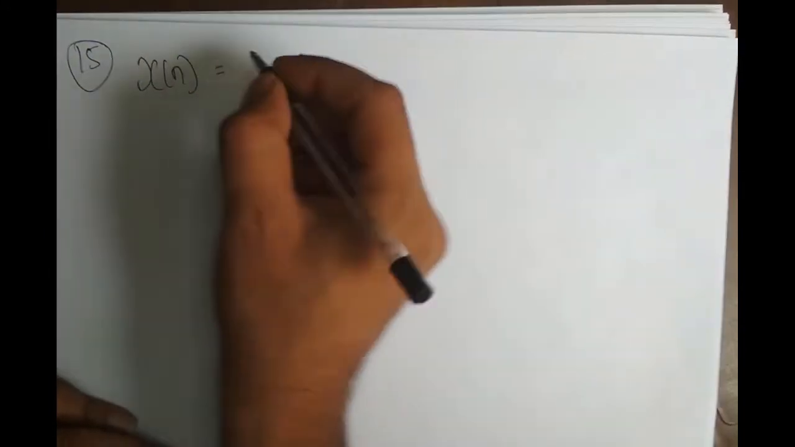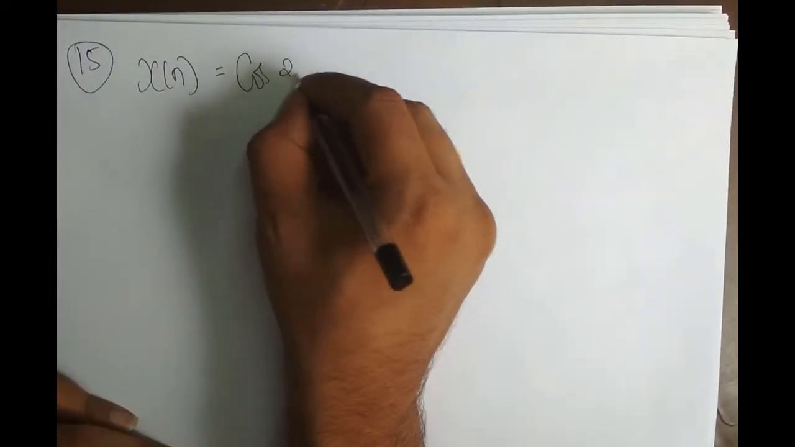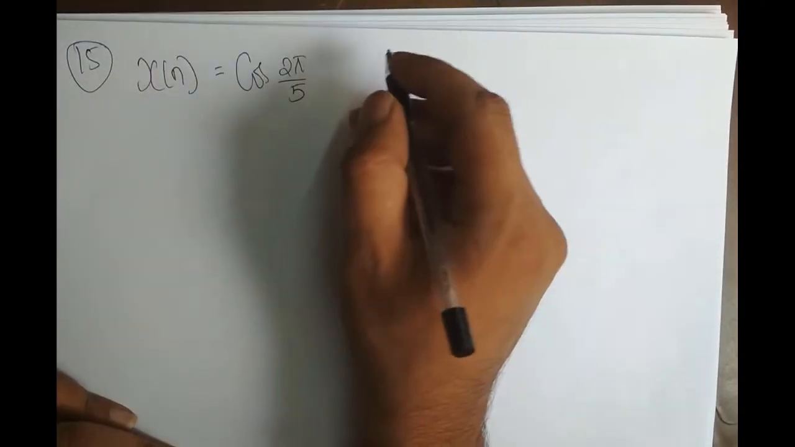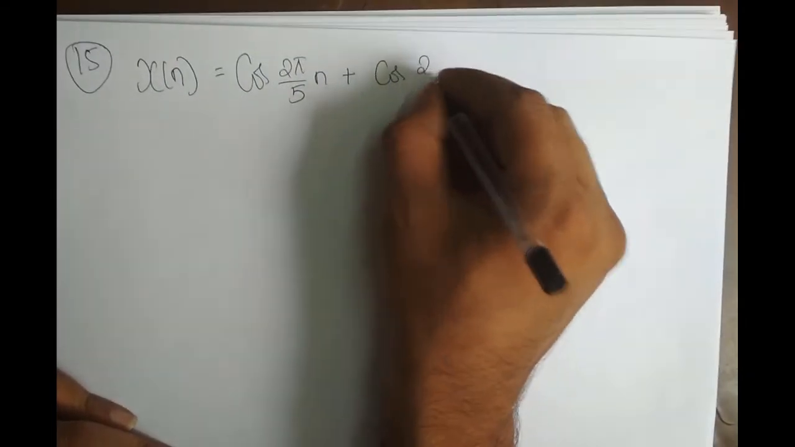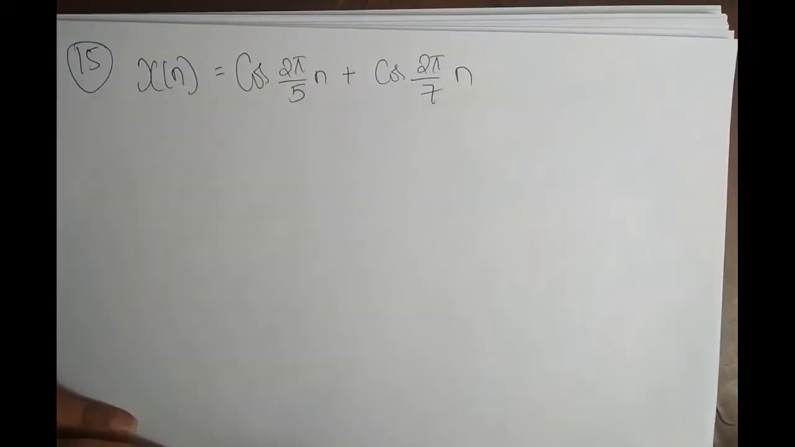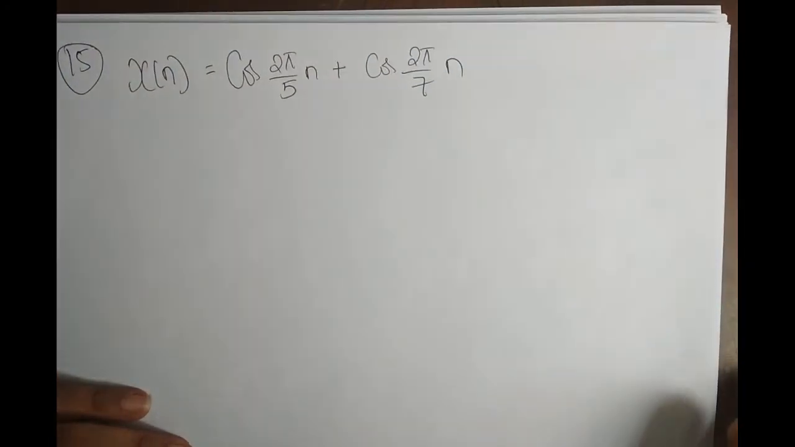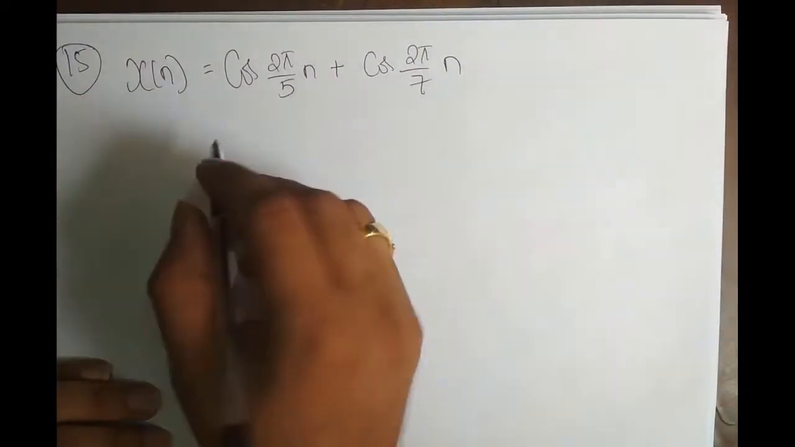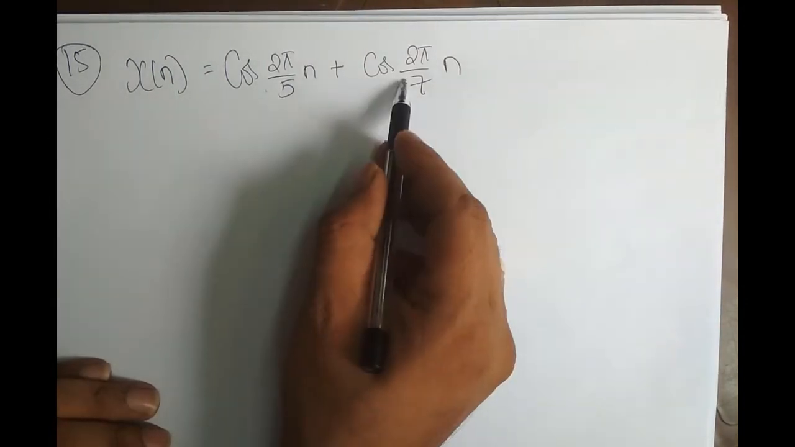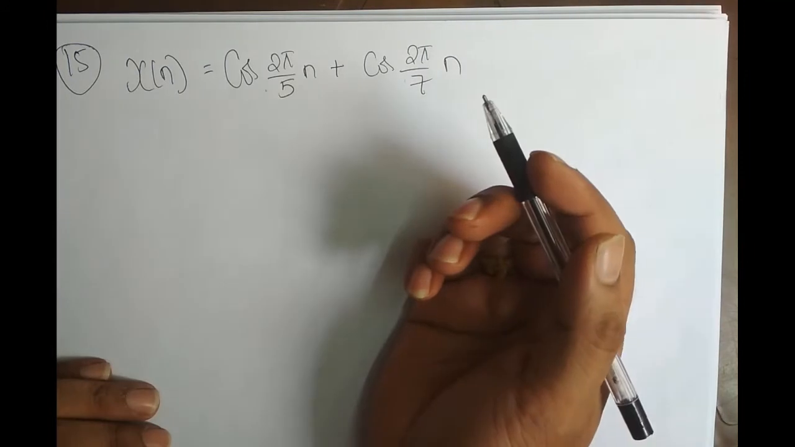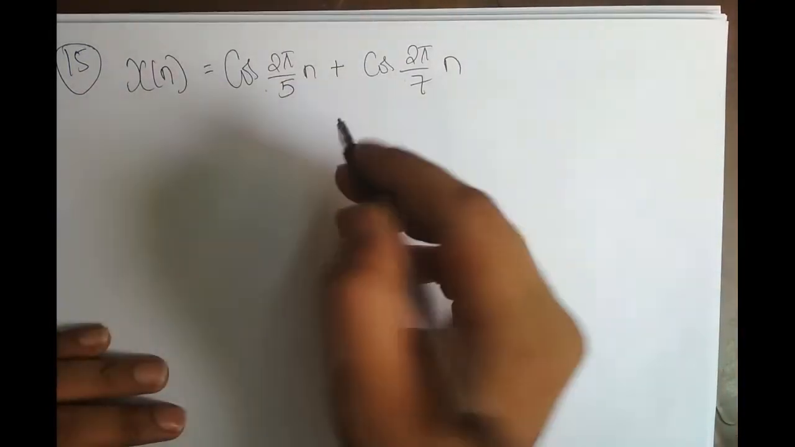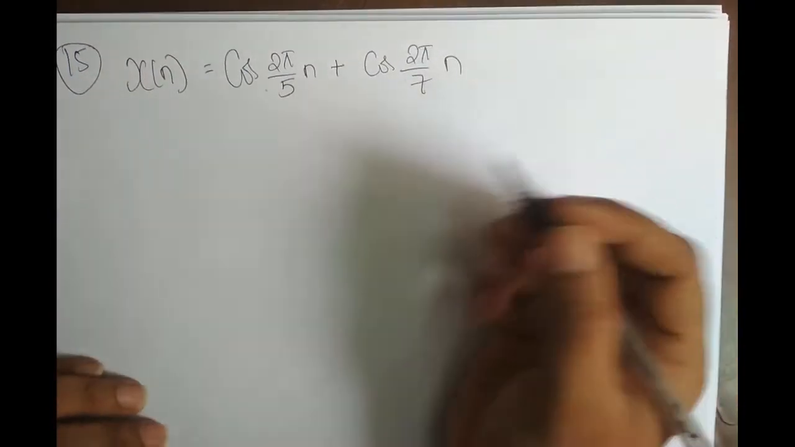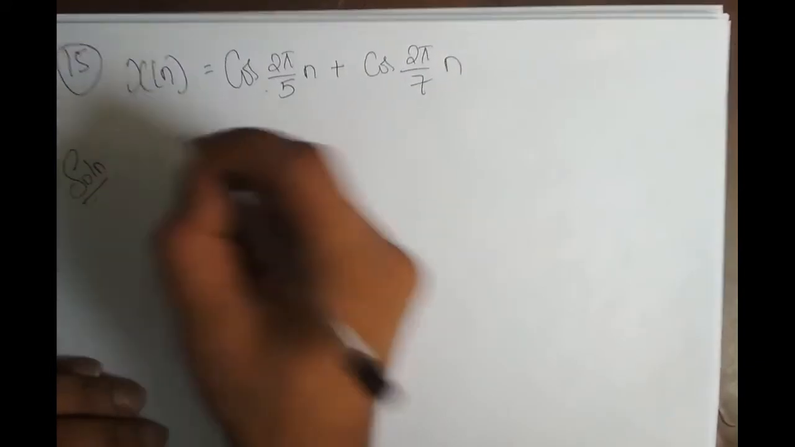Next, problem number 15. We shall take up a signal with more than one frequency component: cos of 2 pi by 5 into n plus cos of 2 pi by 7 into n. As usual, the way we solve for continuous time signals, we have to find capital N1, find capital N2, and check the ratio. If the ratio is a rational number, the signal is periodic, otherwise it is non-periodic. To check its periodicity, I have to take the LCM of N1 and N2. So we will try to solve this now.